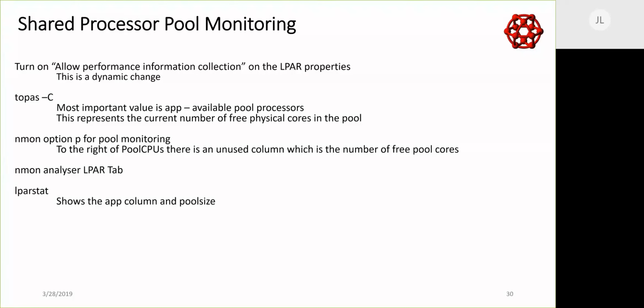Then you have multiple ways to look at it. You can run topas -C, you can run nmon with the option of -P, the nmon analyzer LPAR tab will report back on it, and lparstat reports on it. And every one of those calls it something different. topas -C calls it APP, for available pool processors. lparstat calls it the same, but that also uses pool size. nmon -P uses pool CPUs, and the nmon analyzer LPAR tab uses something else.